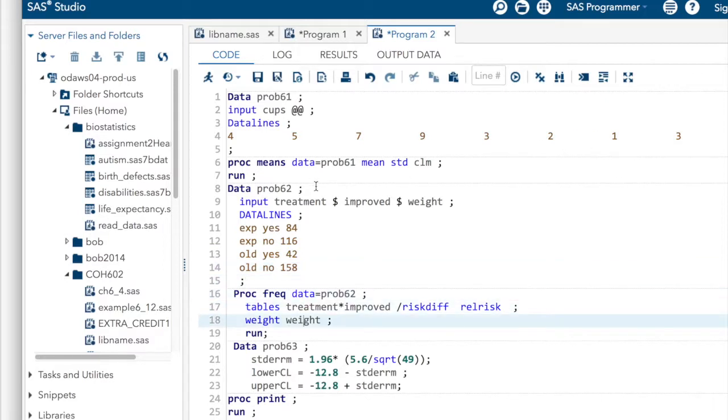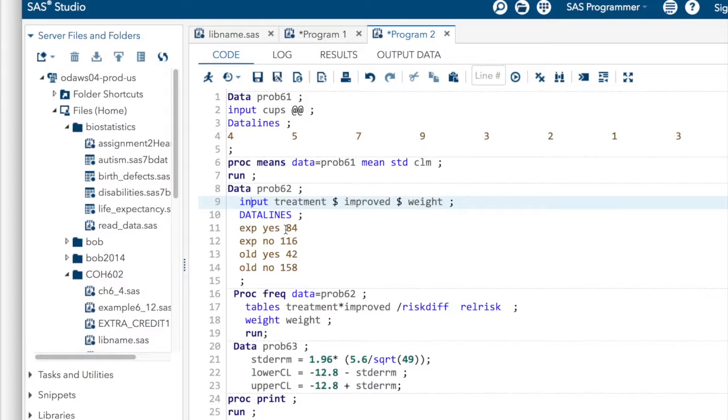So problem 6.2, I'm going to input 3 things: if they had the treatment, if they improved, and how many fell into that group. Treatment is a character variable because it has things like experimental and old, so I have a $ sign after it. Improved, also yes or no, so also has a $ sign, also a character variable. And weight's numeric. So there's my input statement, semicolon. Data lines, semicolon, and then there's the data.